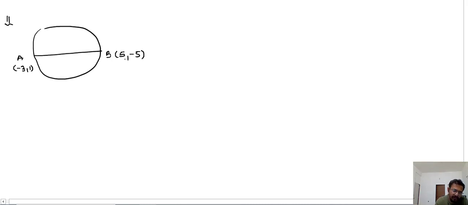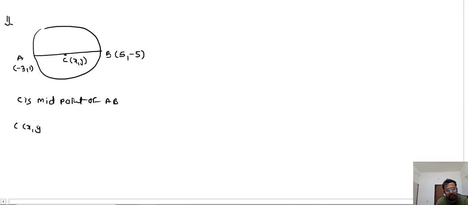Now A and B are the endpoints of the diameter, so we can say that C is the midpoint of AB here. And we know the formula for the midpoint. So the (x, y) coordinate of C: the addition of the x coordinates of A and B, -3 plus 5, divided by 2. Addition of the y coordinates, 1 minus 5, divided by 2. So 5 minus 3 is 2, by 2. And 1 minus 5 is -4, by 2. So the answer is what? (1, -2). So in our options it is (1, -2), so option B is right.